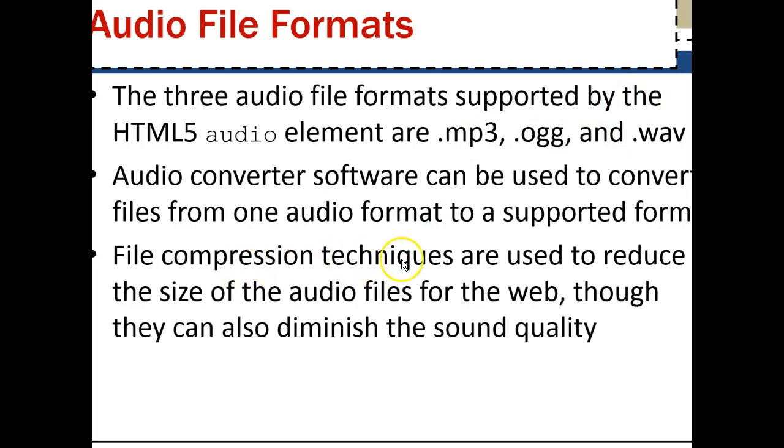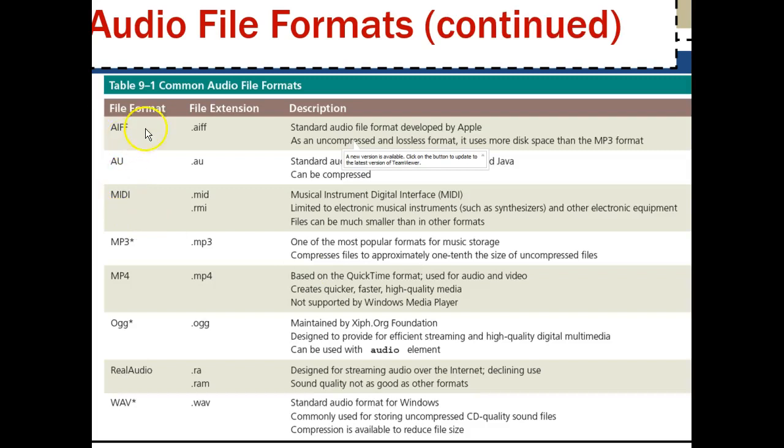Also, file compression techniques can be used to reduce the size of the audio file. If you need to shrink your file size, because again it's going to take a long time to download, you can use file compression. But of course, when you compress something, same as when compressing images, it can diminish the sound quality you might be looking for. So these are all the common audio file formats that are available, but only 3 of them, the ones with asterisks, are supported by HTML5. For the other ones, you may want to convert them to these formats.